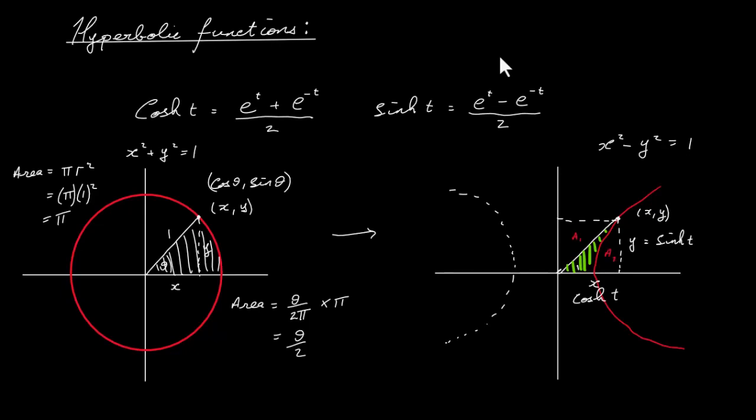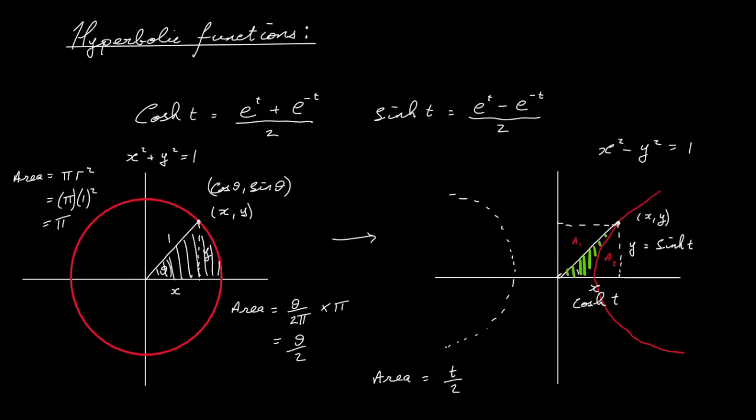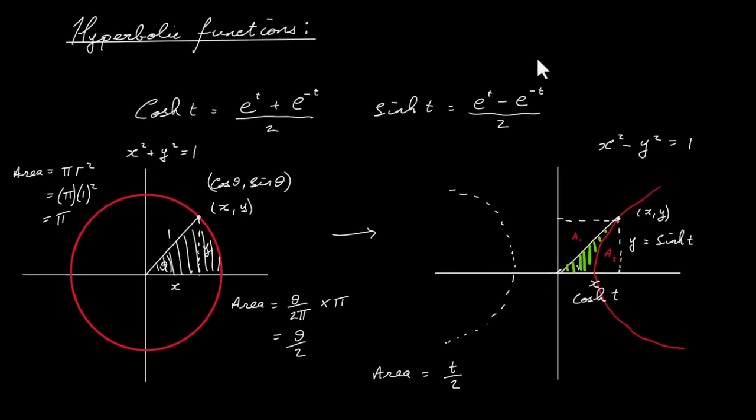So what you'll actually find again here is that this area here, let's call our area t over 2. So this green area here is t over 2. Now there is a proof to show that t over 2 is the area, but I'm not going to get into that in this video. I might do it in a separate video. So that would mean that t is just going to be equal to twice the area.